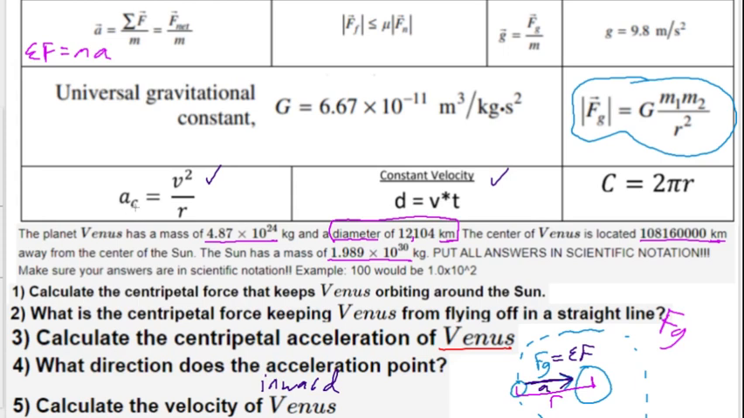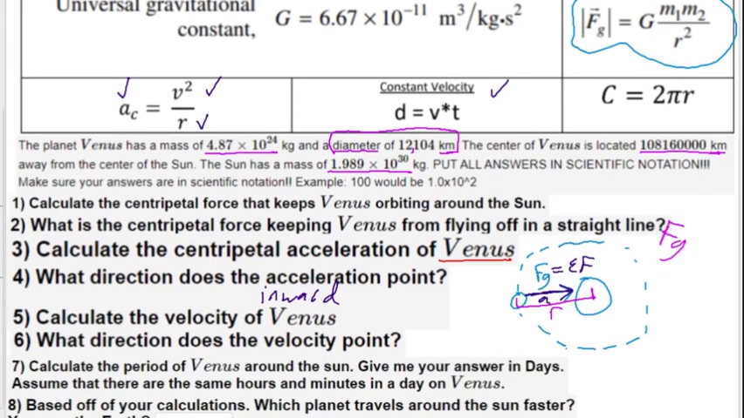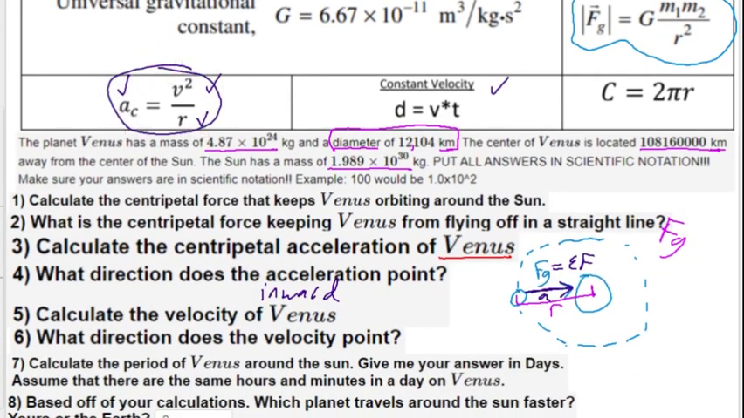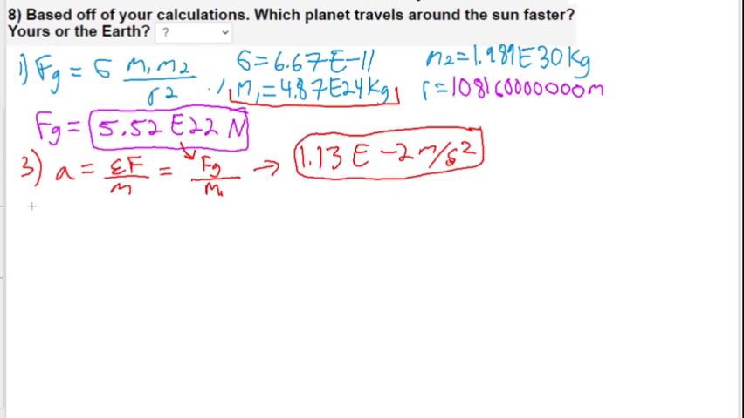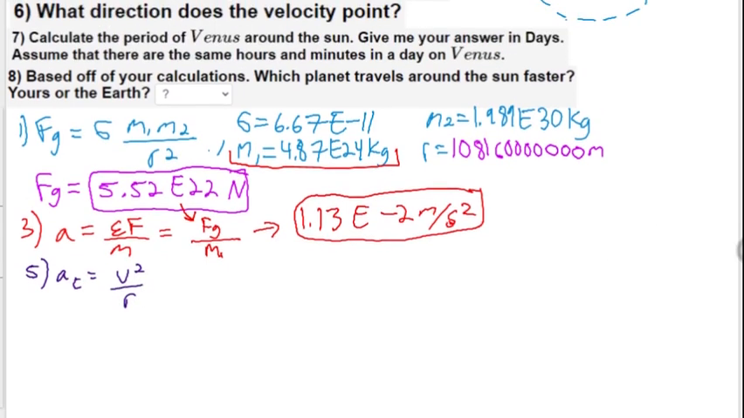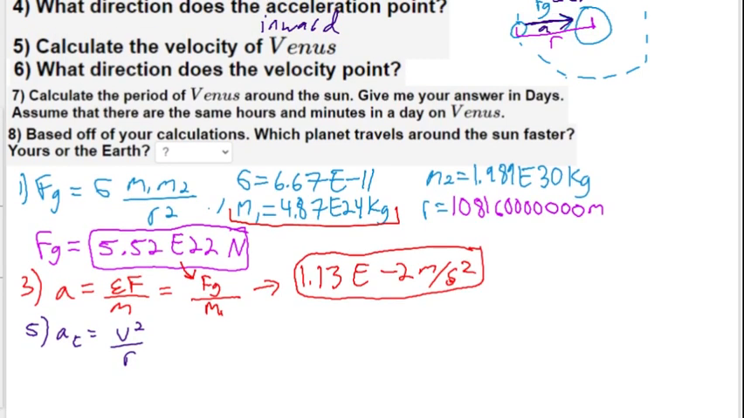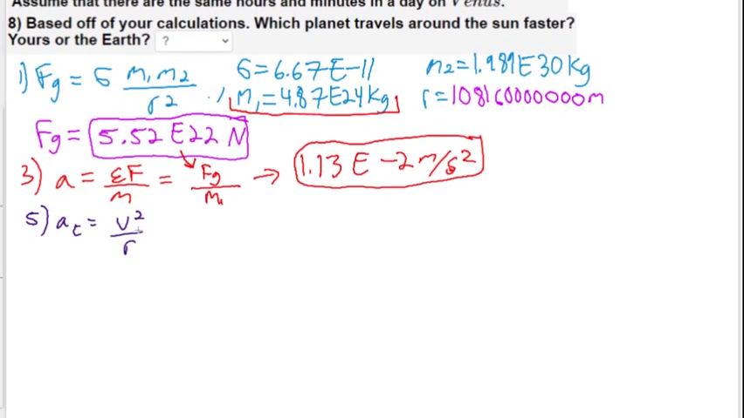To use this one, we need the centripetal acceleration, which we just solved for, and the distance. So let's go ahead and take this equation and rewrite it down below, because that's the one that we're going to use. So for number 5, we have AC is equal to V squared over R. And I like to solve for the variable first and then plug in my numbers. So if we're trying to calculate velocity, we need to get velocity by itself. So we're going to multiply R over here. So we end up with R times the centripetal acceleration is equal to V squared. And then to get V by itself, you just square root.